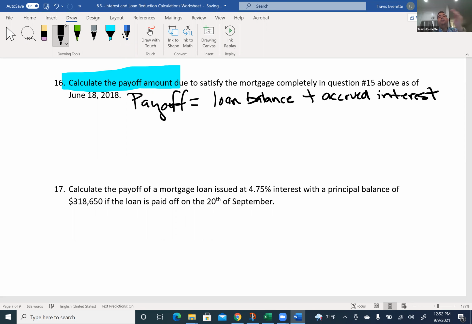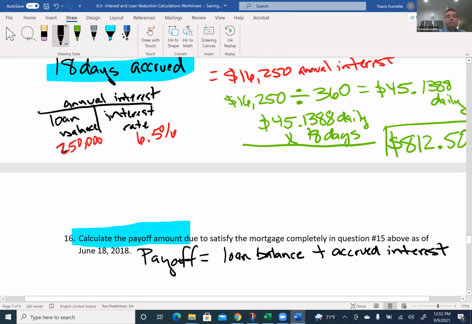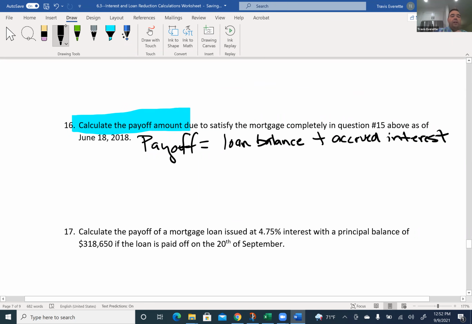It's a loan balance plus the accrued interest. So number 16 says calculate the payoff amount due to satisfy the mortgage completely in question 15 as of June 18th. Well, we've already done all the heavy lifting needed to answer this question. We know that the loan balance in number 15 is $250,000. They told us that. So our payoff starts at $250,000.